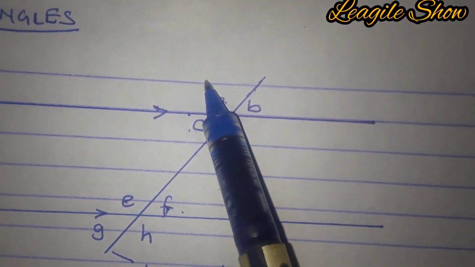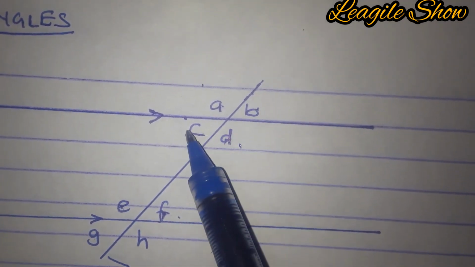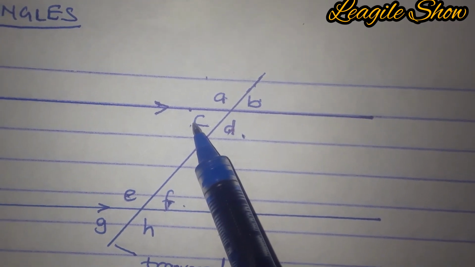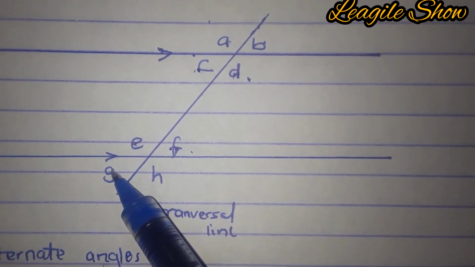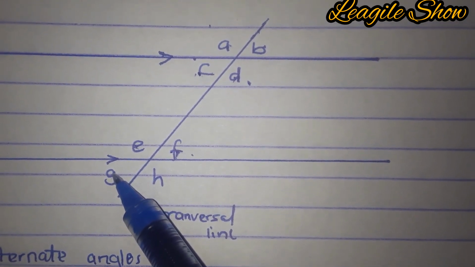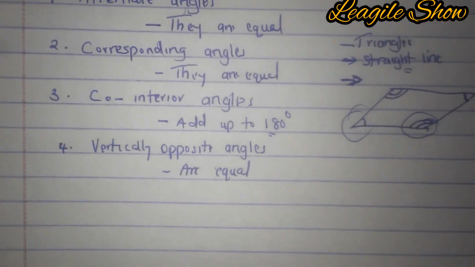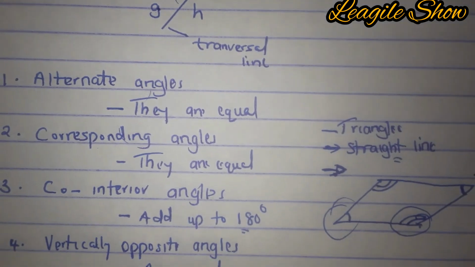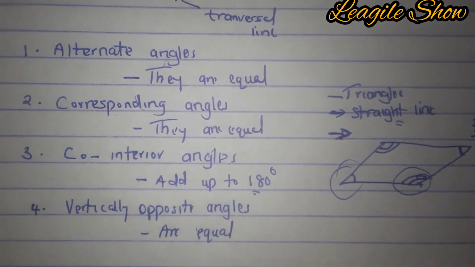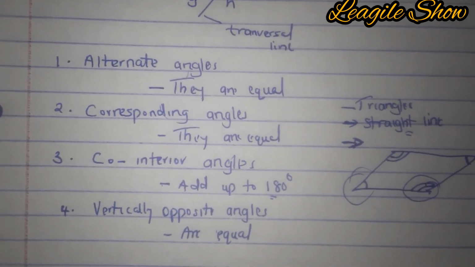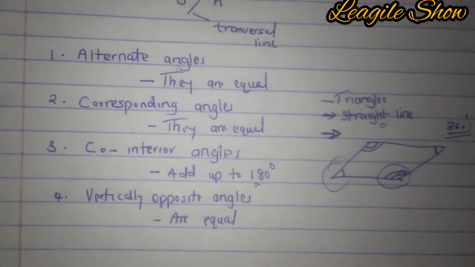That means if angle A is 50, D will also be 50. B and C are also equal because they are vertically opposite. Angle F and G are also equal because they are vertically opposite, or E and H. All those angles are vertically opposite angles, and vertically opposite angles are equal. These types of angles, we will check on their applications in various questions in our next video.